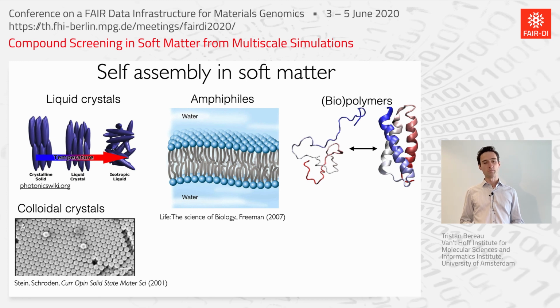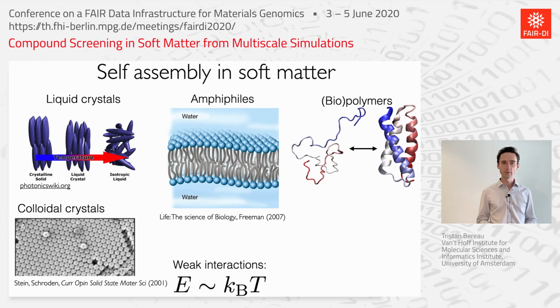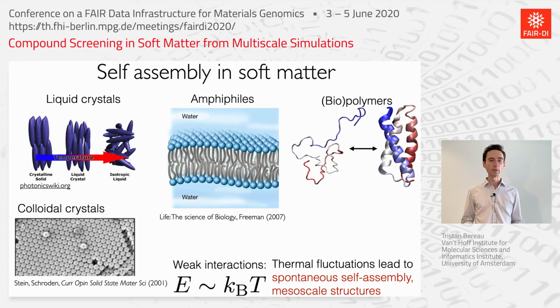That means a large range of systems going from soap bubbles, proteins, liquid crystals, colloids. The one thing they all have in common is that the characteristic energy is kBT, so it's thermal energy. What that means is that thermodynamics and thermal fluctuations alone are enough to lead to exciting phenomena such as self-assembly and mesoscale structures.